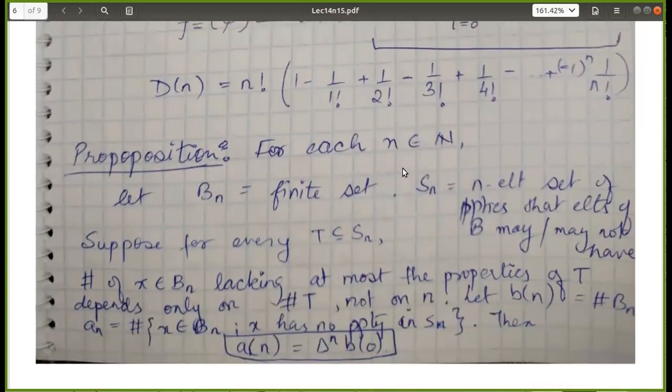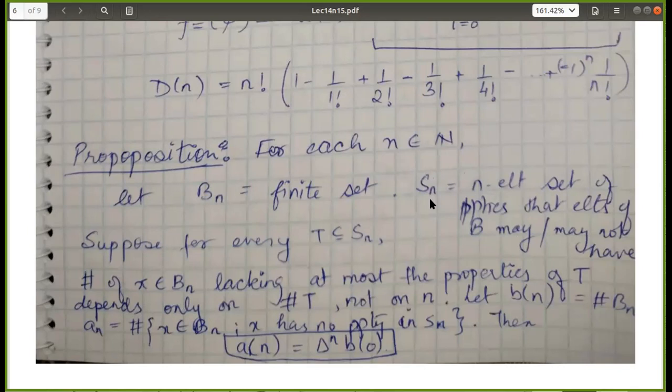So for each n natural number, let B_n be a finite set and S_n be an n element set of properties that elements of B_n may or may not satisfy. Okay, as before. Earlier we said A is some finite set and S was the set of properties which elements of A may or may not satisfy. Now we just have a B_n and an S_n. So don't confuse this S_n with the set of permutations.